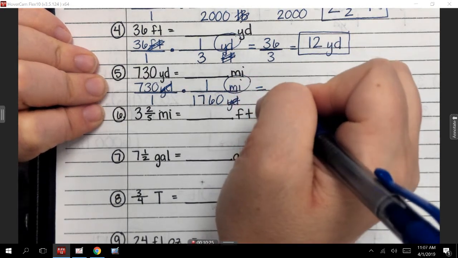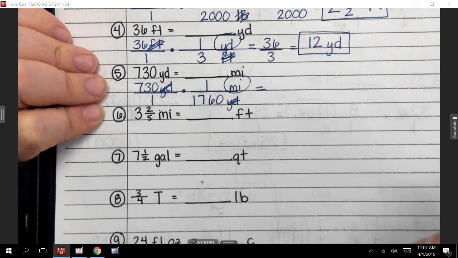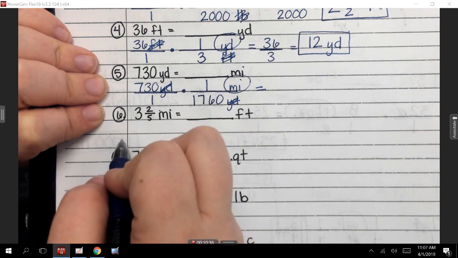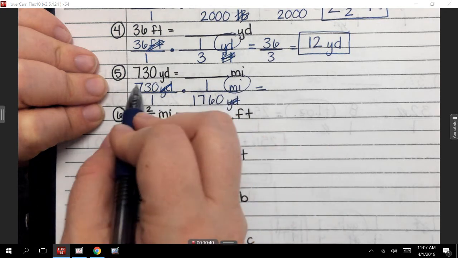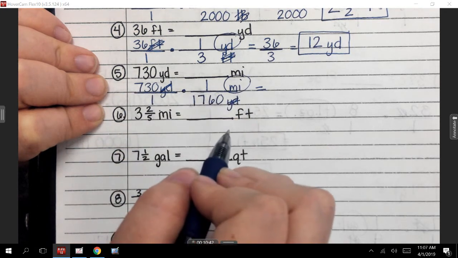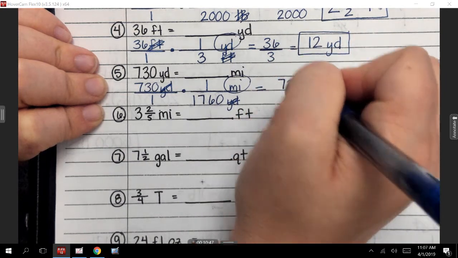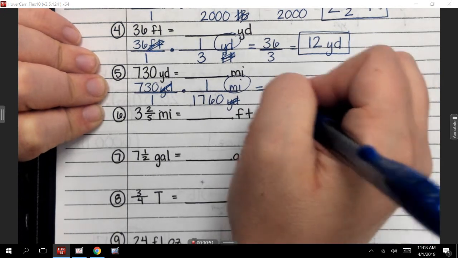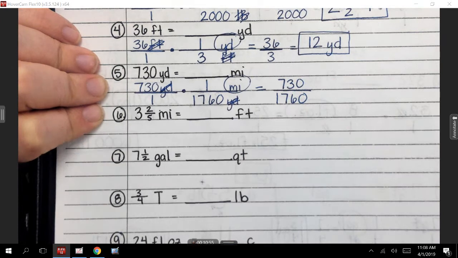Now this one looks really weird. That's okay. What do I get on the top? Sean? On number 5 on the top, what do I get when I multiply those? 730 times 1 is? 730. And on the bottom, 1 times 1,760 is? 1,760, okay? Now that looks weird, right?